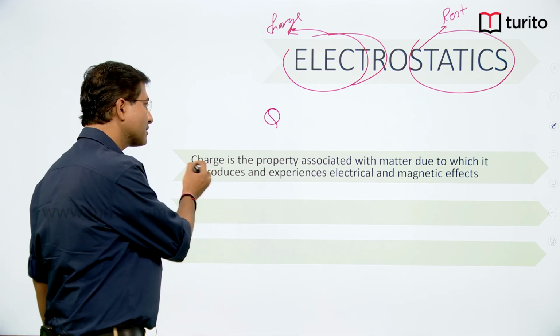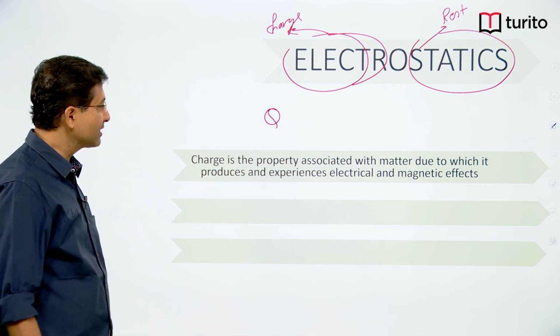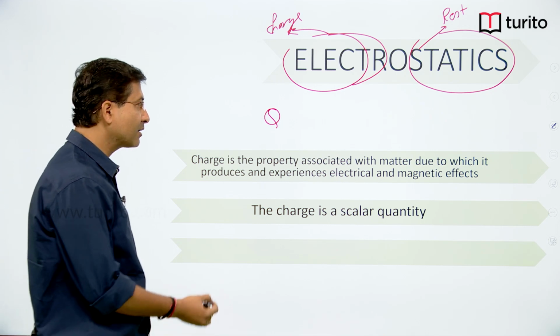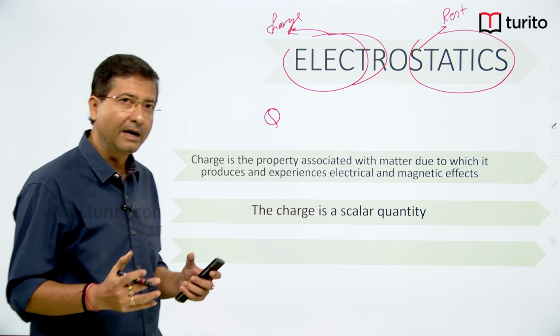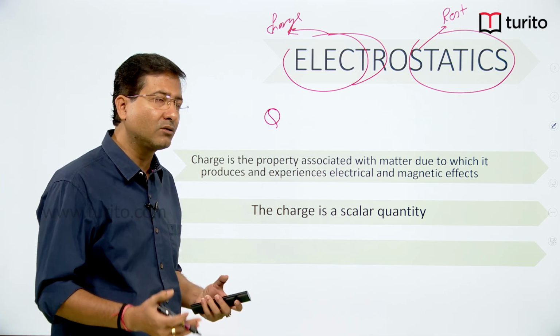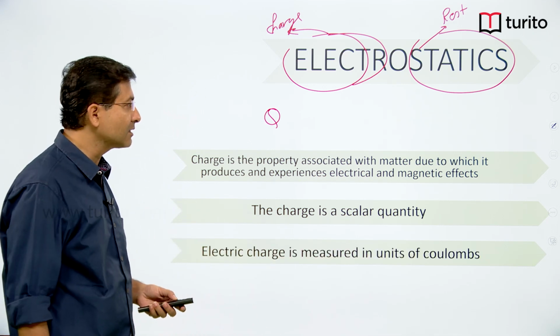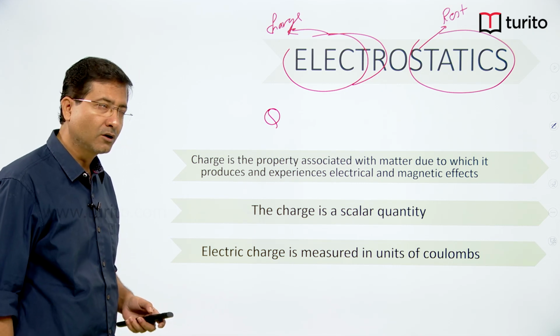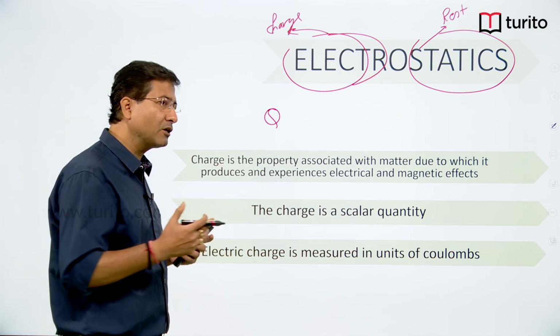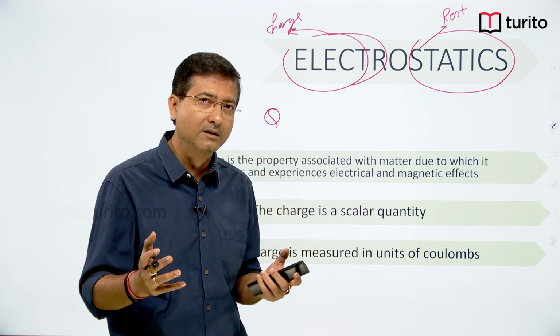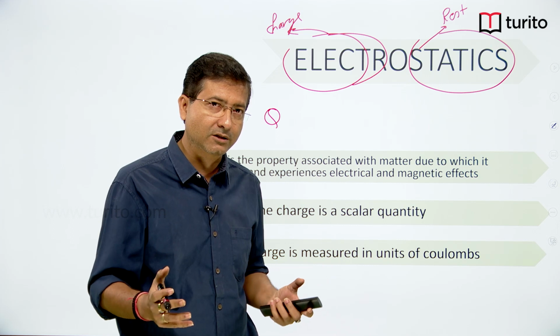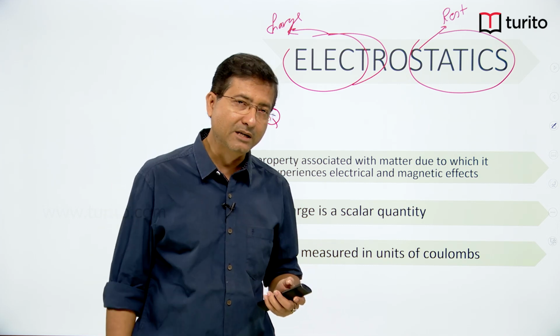So, like mass, charge is also scalar. Charge is a scalar quantity, and any physical quantity we will measure in some unit, and the SI unit for electric charge is Coulomb. So, charge is one property of matter like mass. In the whole of 11th we talked about mass, now we will talk about charge under different circumstances.